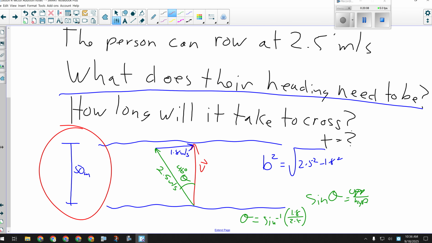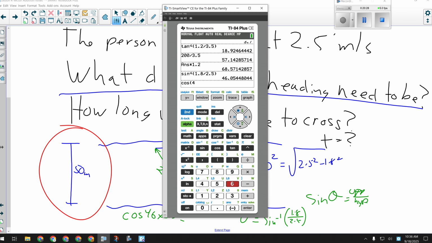Okay, so you can calculate red V with Pythagoras or with trig. I like using trig because I feel like it's a little more accurate. So I'm just going to go and get this side here. So I'm going to go cos of 46 times 2.5. Okay, so that side's 1.74.